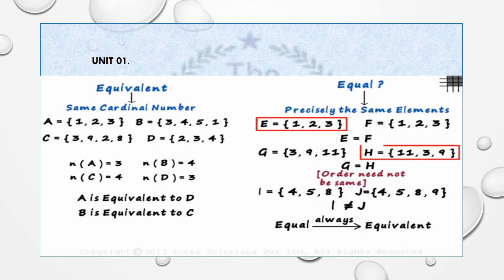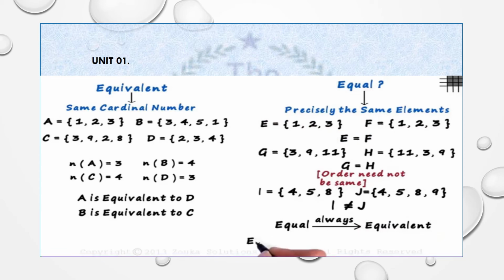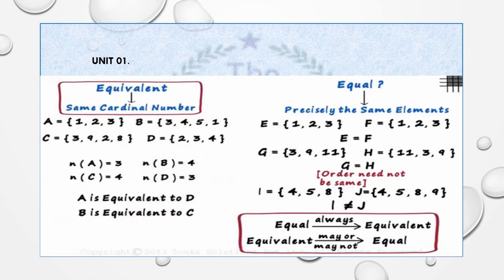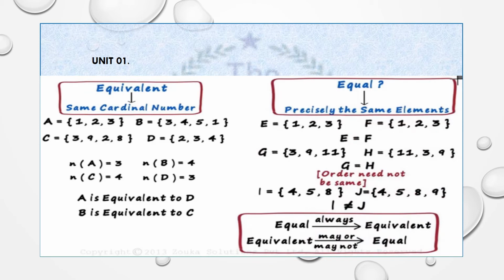Now look at sets E and H. They are equivalent, but since the elements are not the same, they are not equal. But now look at sets E and F. They are equivalent, but they are also equal. This tells us that two sets that are equivalent may or may not be equal. Remember, two sets are equivalent if they have the same cardinal number. And two sets are equal if they have the same cardinal number and the same elements.